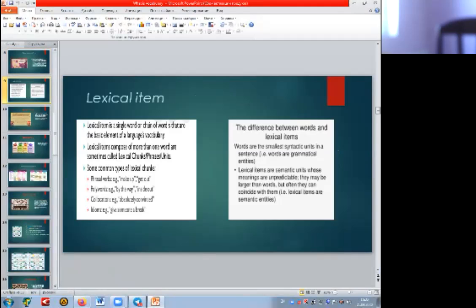And our next slide is lexical items. What does it mean? What kind of word does it mean? A lexical item may also be a single word or a chain of words that share the basic elements of a word. Some common types of lexical items may be in here. The first ones are phrasal words, collocations, and idioms. And here I have given the difference between words and items.